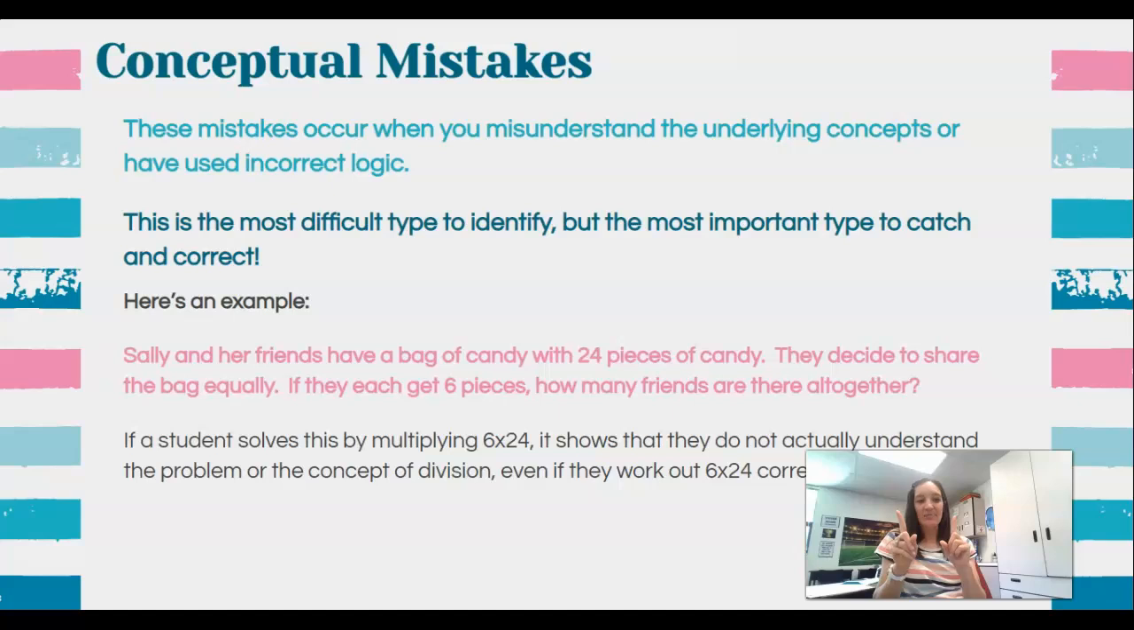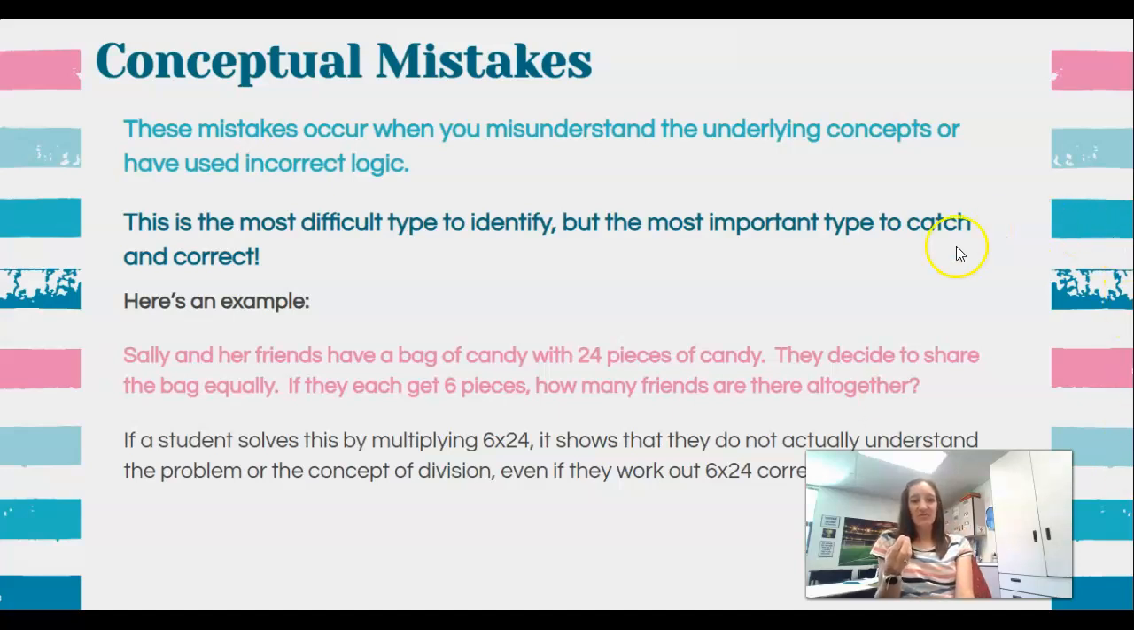Let me give you an example of a conceptual mistake. So here's the problem. It says Sally and her friends have a bag of candy with 24 pieces of candy. They decide to share the bag equally. If they each get 6 pieces, how many friends are there all together? So if this student just took 6 and 24 and multiplied them together, it shows that this student doesn't really understand what she should be doing with those numbers.